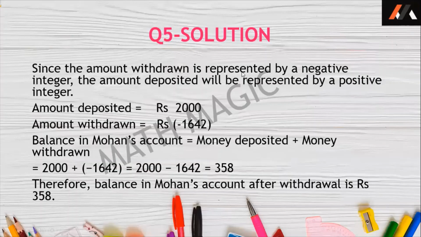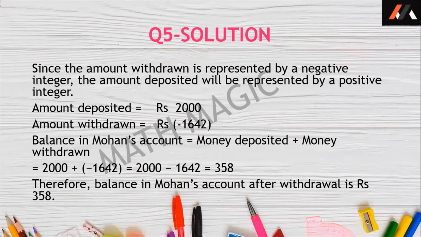Since the amount withdrawn is represented by a negative integer, the amount deposited will be represented by a positive integer. When you give something, it is always positive, and when you take something, it will always be negative. Just think of that. So the amount deposited is rupees 2,000 and the amount withdrawn will become minus 1,642. The balance in Mohan's account is equal to the total money that he initially deposited plus the money withdrawn.